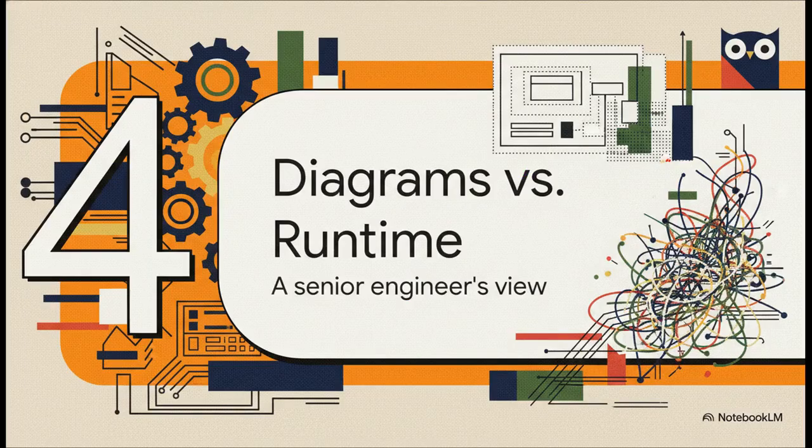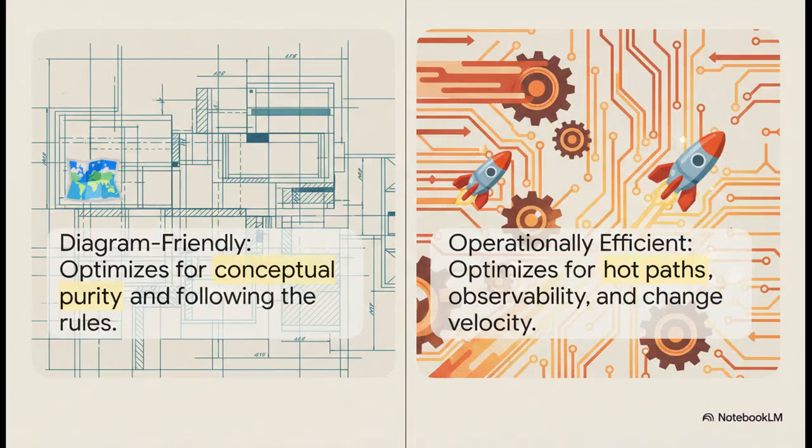So how do we get out of this trap? Well, it takes a fundamental shift in our mindset. We have to stop thinking about what looks pretty on a diagram and start focusing on what actually performs well at runtime. It's really about starting to think like a senior engineer. You can really boil it down to two different mindsets. On one side, you've got the diagram-friendly approach. This is all about conceptual purity, following the rules to the letter. But on the other side, you've got the operationally efficient mindset. This is about optimizing for what actually matters in production. How fast are your critical hot paths? How easy is it to observe and debug the system? And how fast can you actually ship changes?